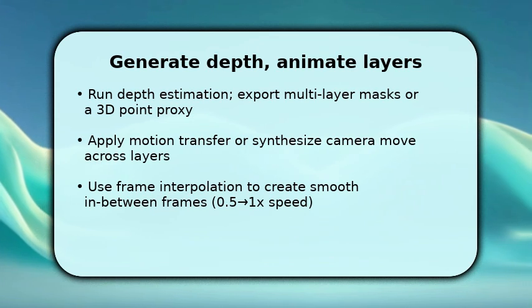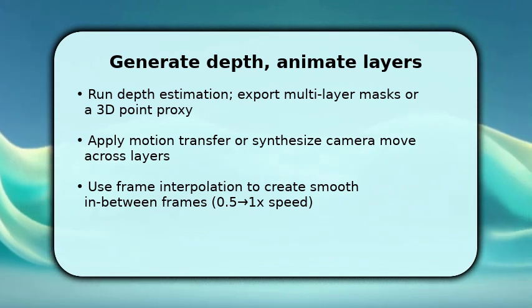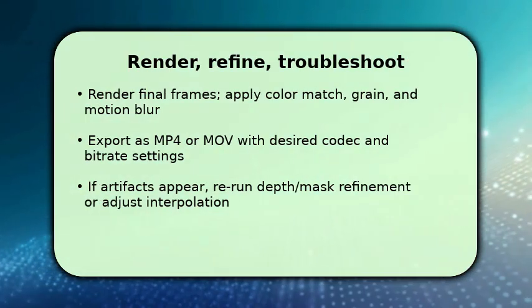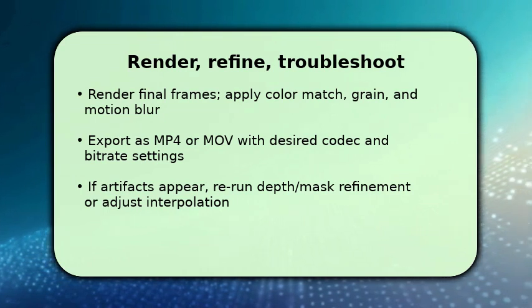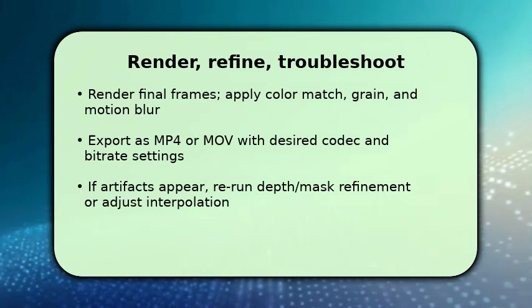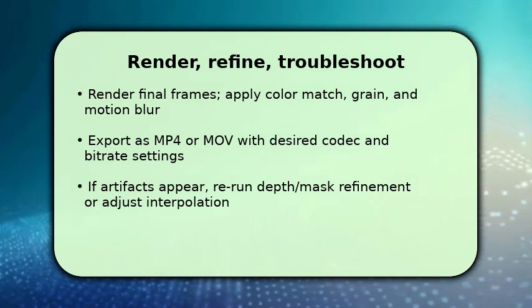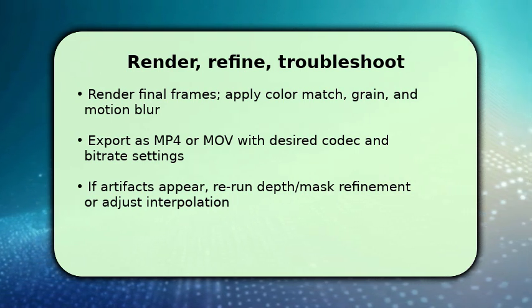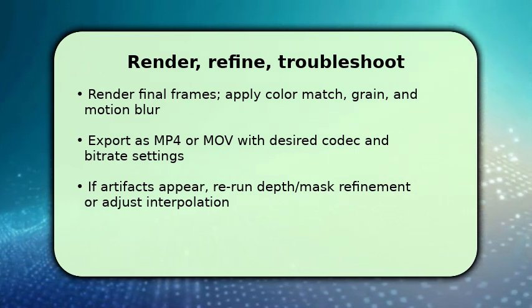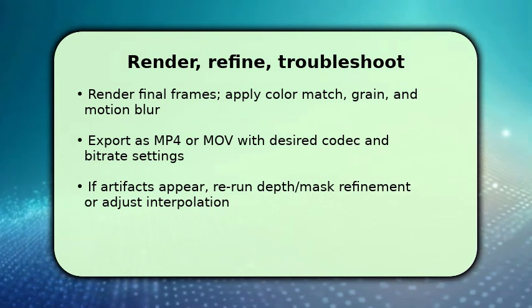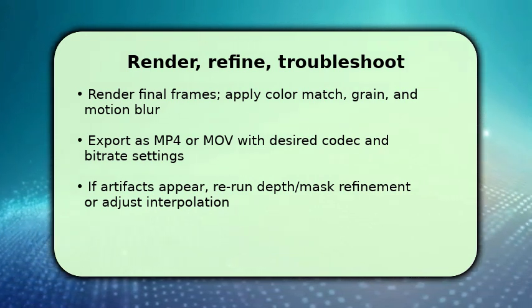Once blended, compare before and after. You finish by rendering and polishing the sequence for playback. First, render at target resolution, then add color matching, subtle grain, and motion blur to hide synthesis seams. Make sure audio syncs if you add a soundtrack. If you see warping, ghosting, or sharp edges, refine masks or rerun depth estimation with adjusted parameters. Sometimes lowering interpolation strength fixes smearing.